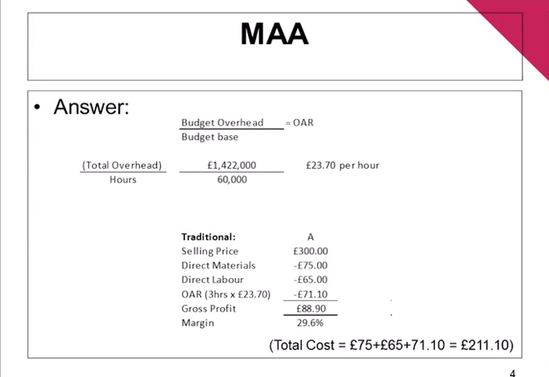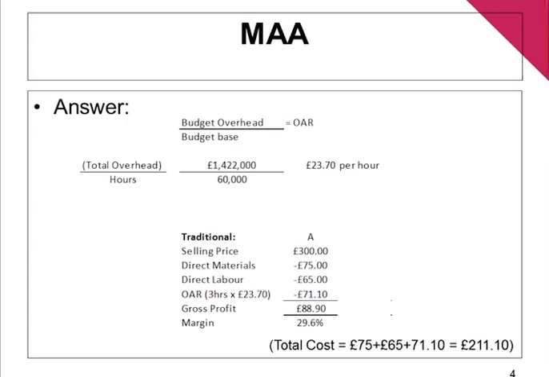So very simply, we do 1,422,000 divided by 60,000 hours, and we end up with £23.70 as our overhead absorption rate. If we add all that together, your direct materials plus your direct labour plus your overhead absorption, which now stands at £71.10, that will give us a total cost of £211.10, and that would be what I would expect to see as the answer to the question set.